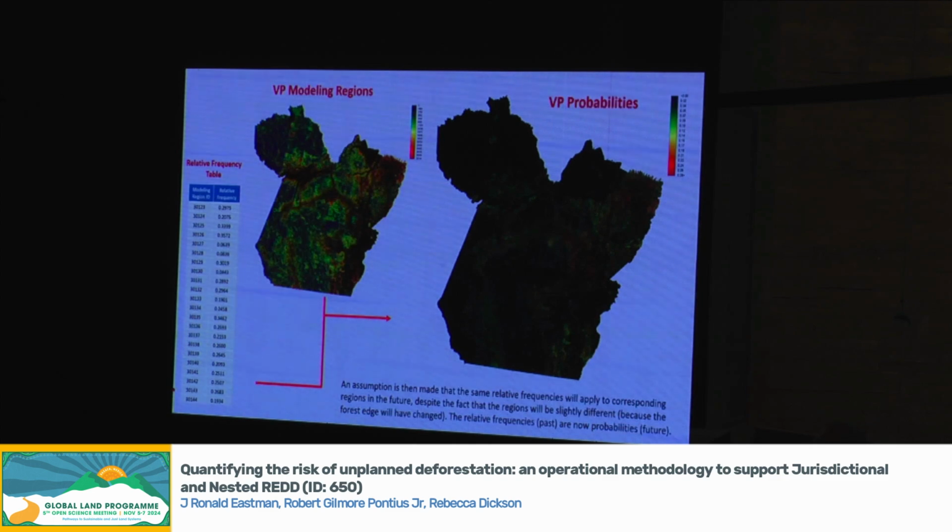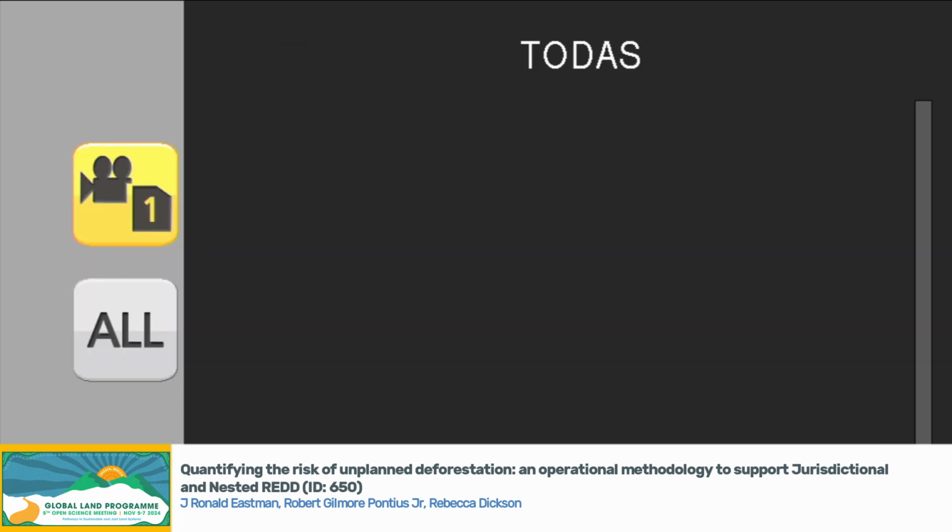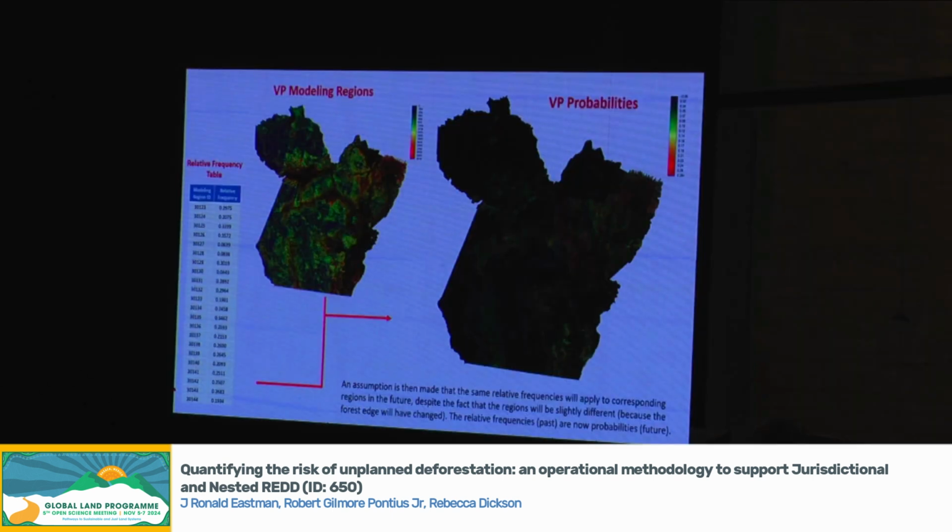We're going to take the map of non-forest at the beginning of the validity period. We'll then construct new zones of vulnerability from that, and we'll combine that with the administrative regions to get then a whole new set of administrative regions, and they'll have the same number sequence. And so now become probabilities in the future. And so that's what you see on the right.